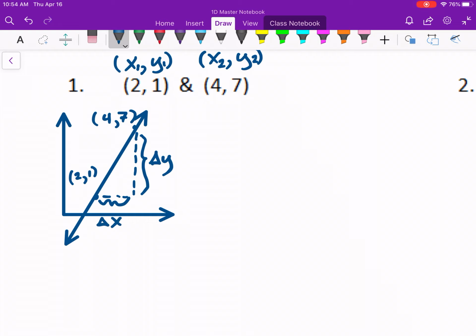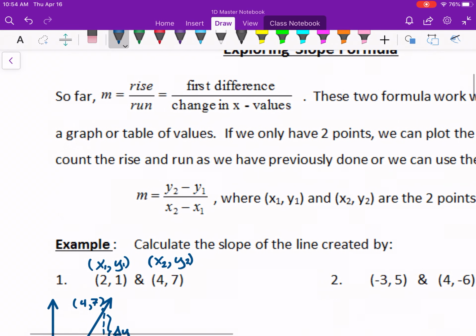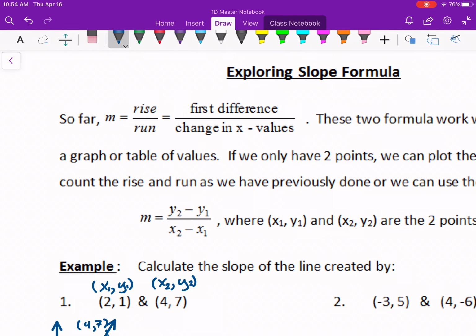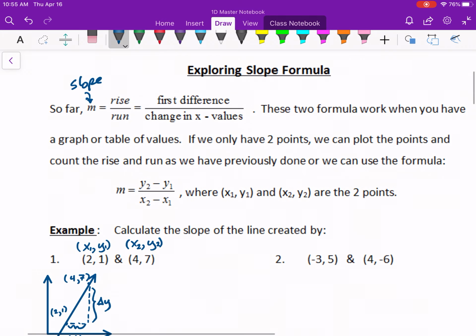All right, so if we have 2 points, then we can calculate the slope. We're going to do it without actually drawing the picture, though. So let's go back up to here. We know, just as a reminder, that m stands for slope. And it's the rise over the run, which is the same as the first differences divided by the change in the x values, which I've also said can be thought of as delta y over delta x. So change in y over change in x.